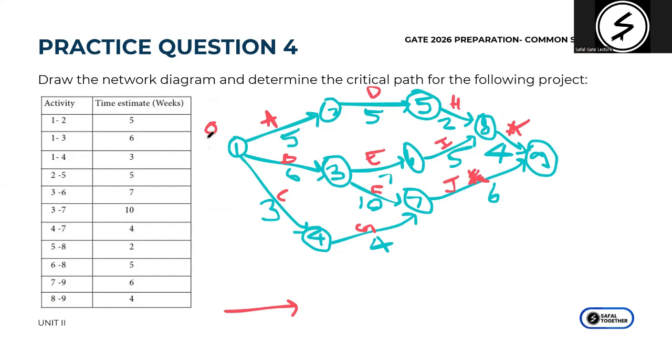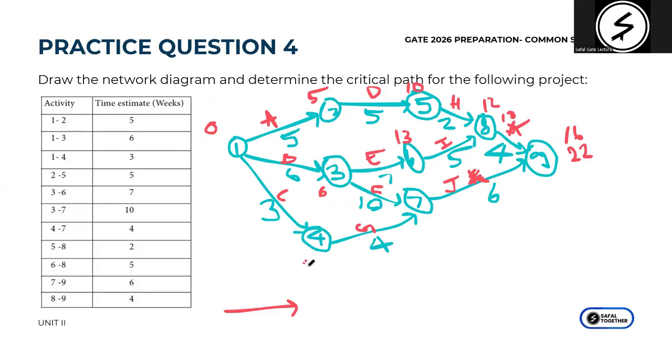In the forward pass, from here we start with 0. 0 plus 5 is 5. 5 plus 5 is 10. 10 plus 2 is 12. 12 plus 4 is 16. Okay. Similarly, 0 plus 6 is 6. 6 plus 7 is 13. 13 plus 5 is 18. 18 plus 4 is 22. Okay. And then we come to this part.